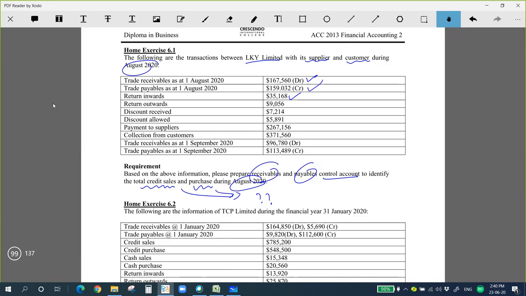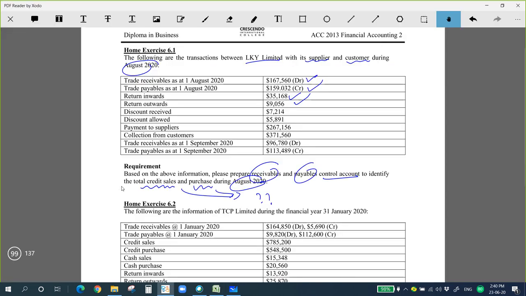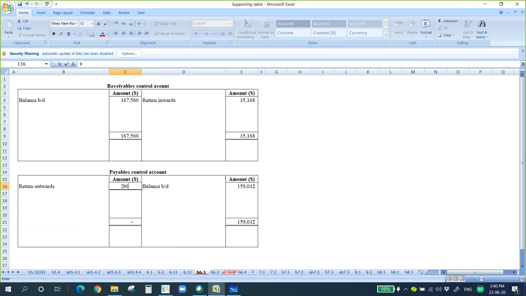Next we have return outwards 9056. So obviously return outwards related to your payables. So we write return outwards. Amount 9056.